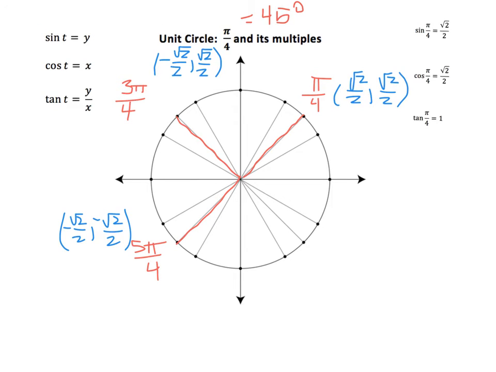Next special angle, we have 1 pi over 4, 2, 3, 4, 5, 6, which corresponds to 3 pi over 2, and then finally 7 pi over 4 in the fourth quadrant.